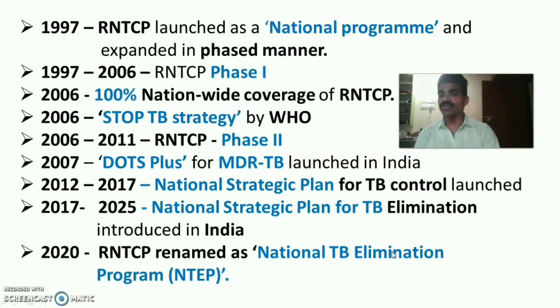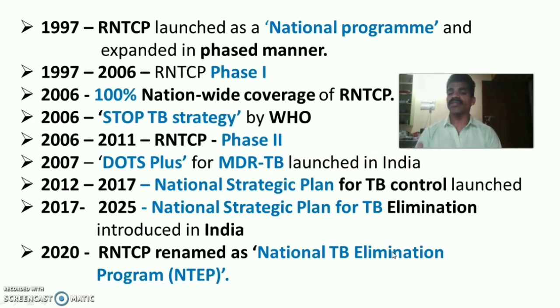Then the second phase of RNTCP was from 2006 to 2011. Then in 2007, DOTS Plus was introduced for the treatment of multi-drug resistant TB, that is MDR-TB. So DOTS Plus in India was launched in 2007 onwards. Then the National Strategic Plan for TB Control was launched in India between 2012 and 2017. Then the National Strategic Plan for TB Elimination was introduced in India from 2017 onwards, that is from 2017 to 2025.